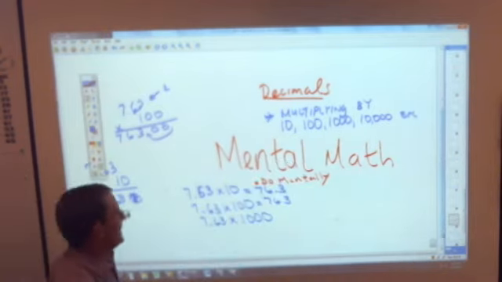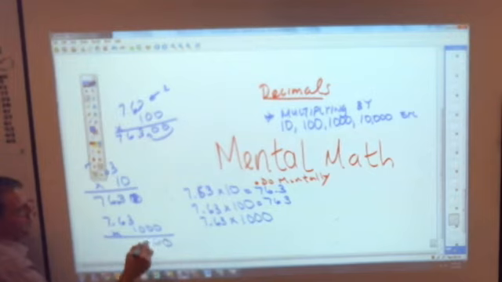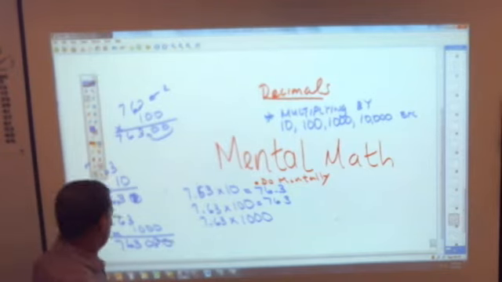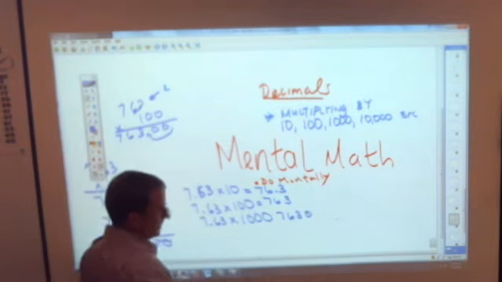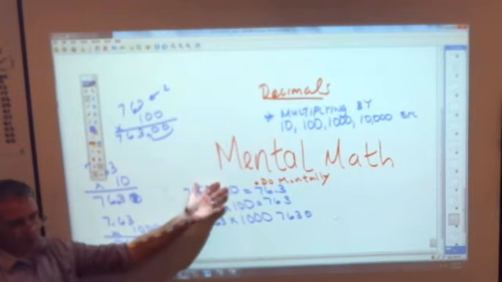What happens if I multiply 7.63 by 1,000? I drop down my 3 zeros, I get a 3, a 6, a 7. Where does my decimal go there? Okay? In between the first zero and the second zero. Right here. And I leave off those zeros because they're unwanted, unnecessary, and unneeded. 7630.